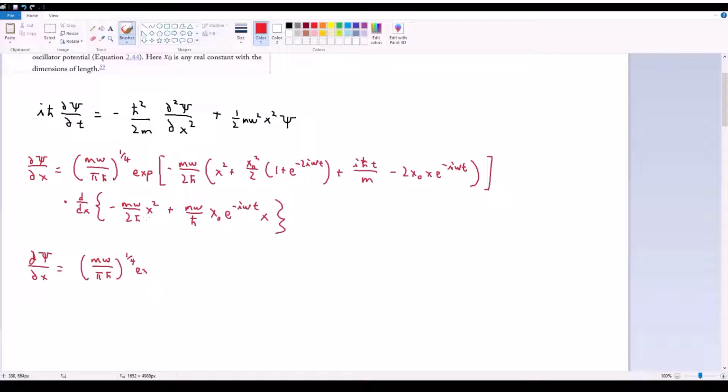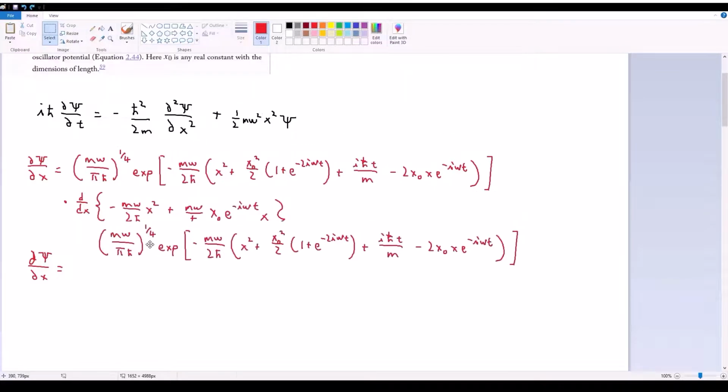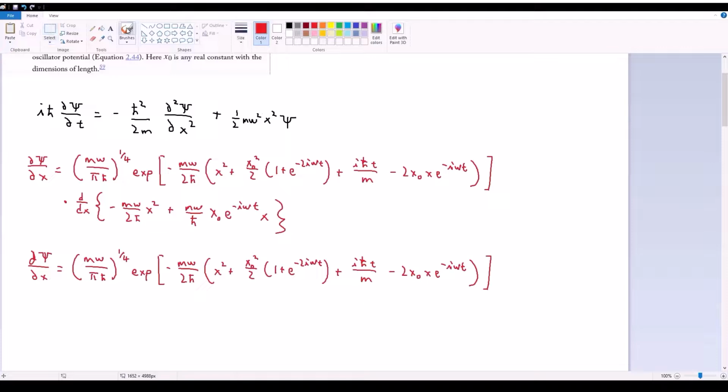And you know what? I don't even know why I'm doing this when I can just copy paste the front line. Like this. So we have everything from the front, and now we're multiplied by negative m omega over h bar multiplied by dx of 1/2 x squared minus x naught e to the negative i omega t multiplied by x.